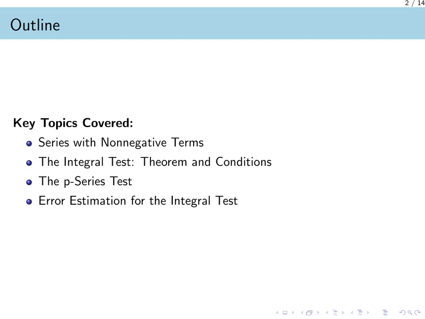Next, we will apply this test to a special and very important type of series called the p-series, which will lead to a simple rule for its convergence. Finally, we will learn how to use the integral test to estimate the error, or remainder, when we approximate the full sum of a series using a finite number of its terms. This will allow us to understand the accuracy of our approximations.